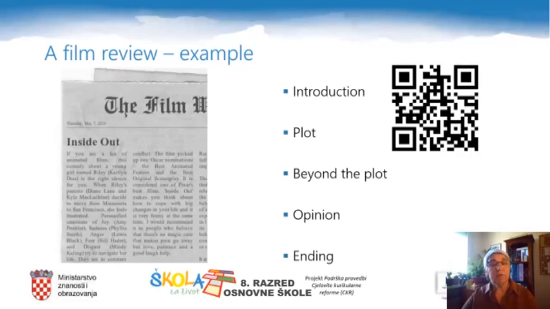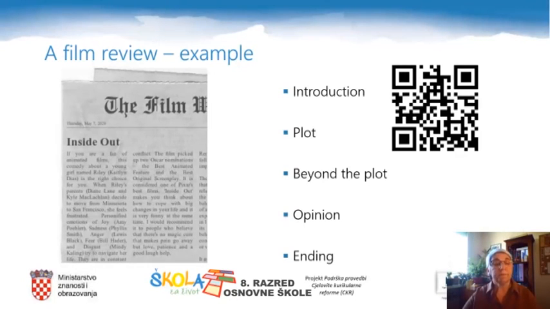While we are reading, we will pay attention that this text has these parts in it: the introduction, the plot, a few information which are beyond the plot, the writer's opinion, and the ending. While you are reading, pay attention where these parts begin and where they finish, and how they are connected, how the text goes from the beginning until the end. Introduction, plot, beyond the plot, opinion, ending.